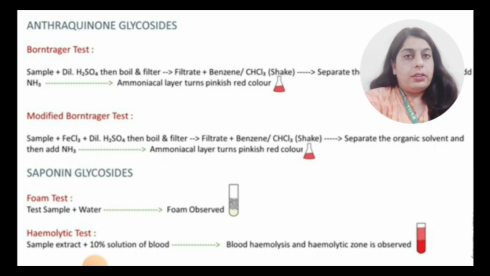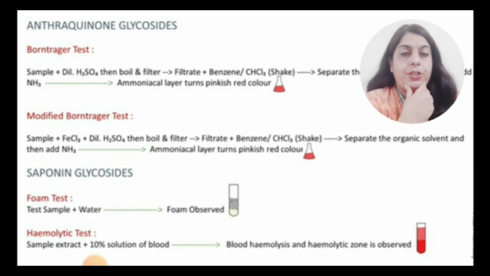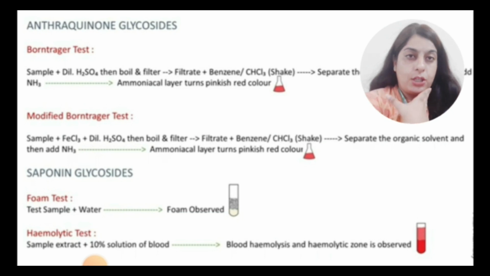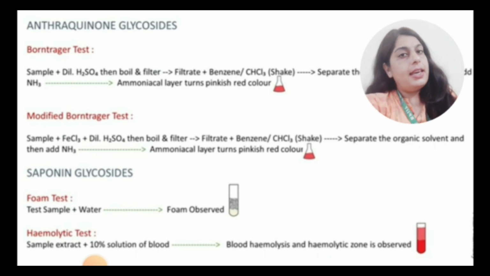Now we will study the saponin glycosides. Licorice is an example of a saponin glycoside. The two tests for saponins are the foam test and the hemolytic test. As the name suggests, the foam test means the production of foam. When a sample is treated with water and shaken well, foam is produced, which signifies the presence of saponin glycosides. The next is the hemolytic test.